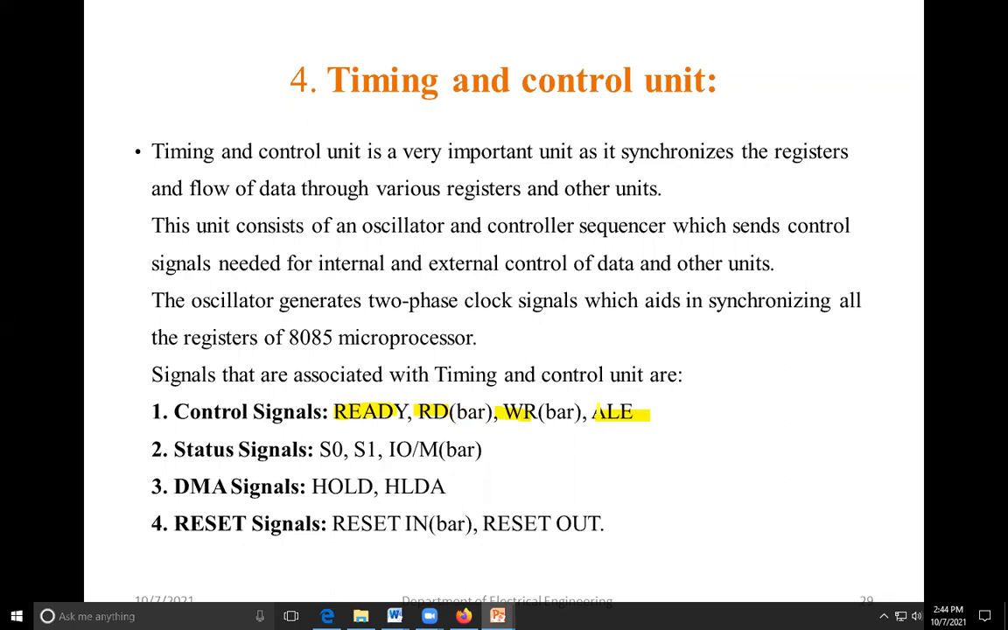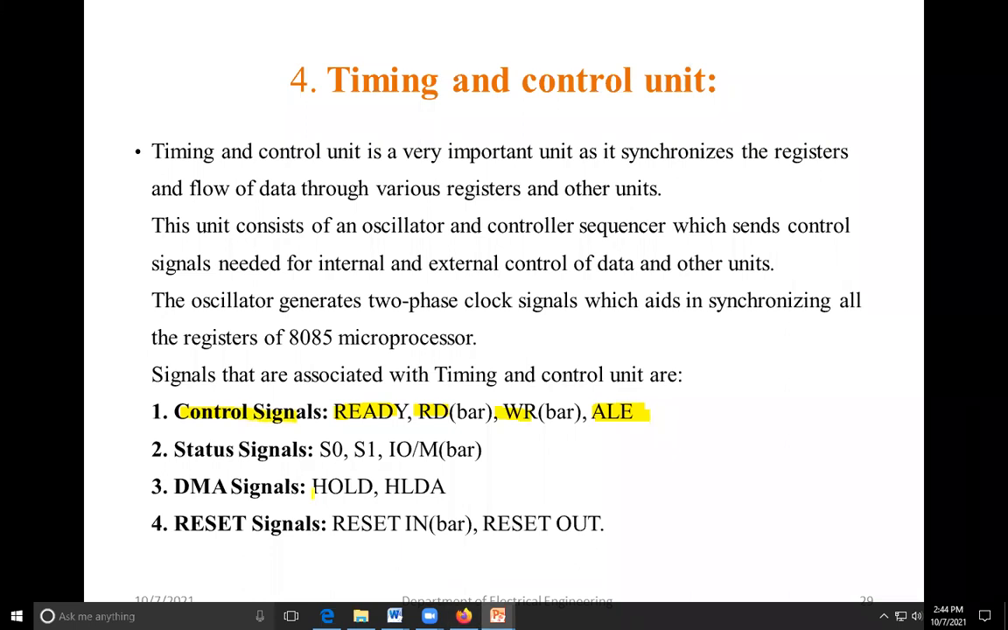And ALE, sorry, ALE means address latch enable, not ALU. Where do we use the address latch enable? Address latch enable is used for multiplexing of the address and data bus. If it is high, it acts as the address bus, and if it is low, it acts as the data bus. This is called the ALE. These are called the control signals.